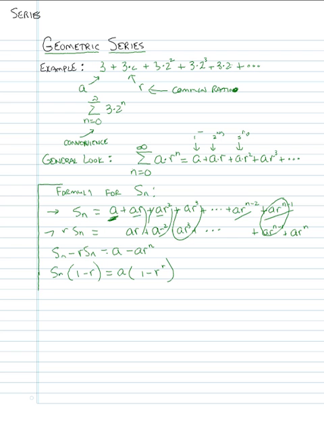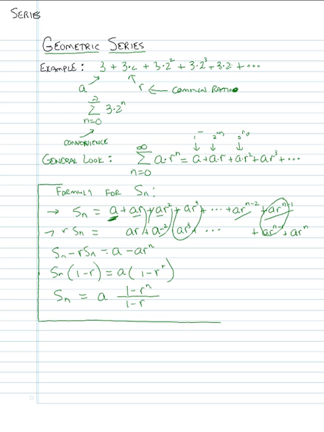Now, what I'm really trying to do is come up with the formula for S sub n. So what I'm going to do is take this left side and divide out the 1 minus R. And when I do that, on the right side, I'll have the A that I've got there, and I'll have a fraction where I have 1 minus R to the nth power in the numerator and 1 minus R in the denominator. So this is the formula for the nth partial sum, and it's based on A, the constant, and R, the common ratio.